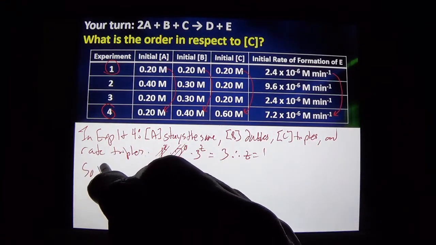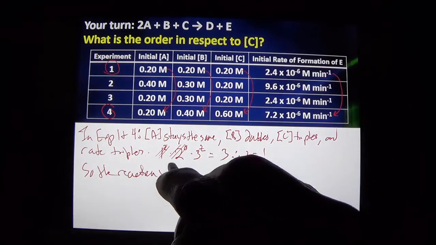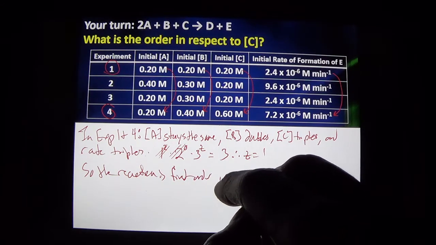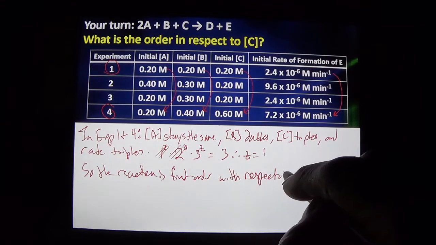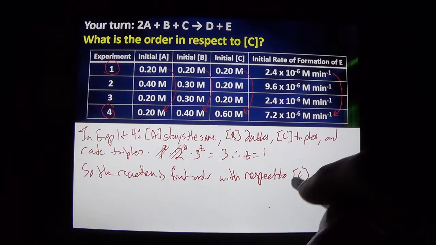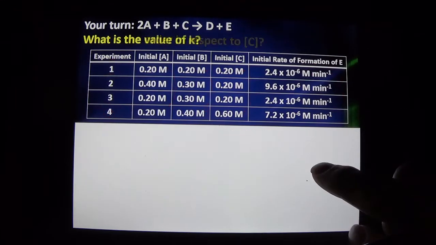So the reaction is first order with respect to concentration of C.